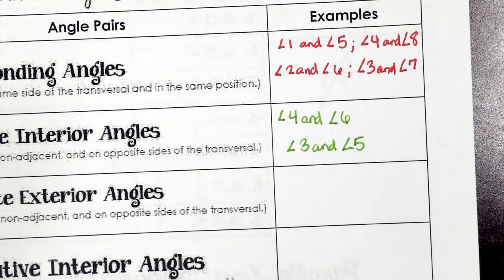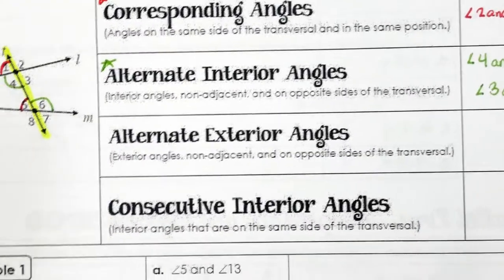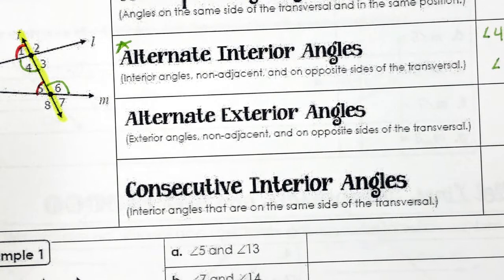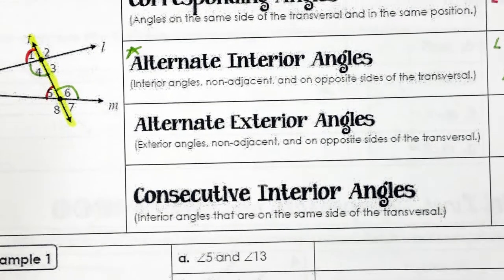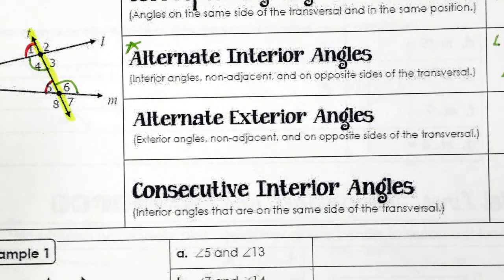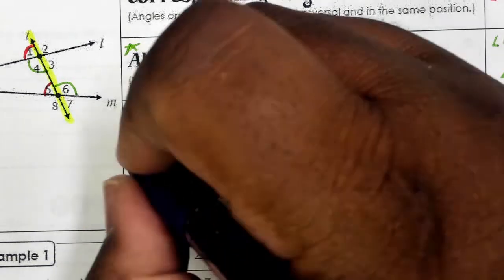Alright. Next, alternate exterior angles. Sounds familiar. Exterior angles, non-adjacent, on the opposite sides of the transversal. So exterior, meaning outside. Alternate, meaning they flip over the transversal. Rama, I'm going to let you stop me on this, and I'm not even going to tell you what you think of as a pair of alternate exterior angles.